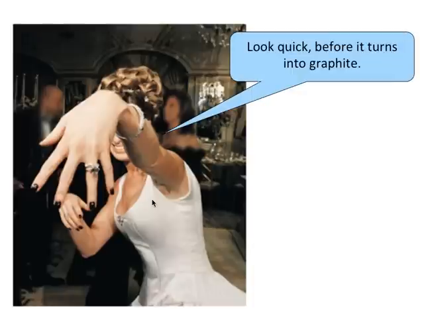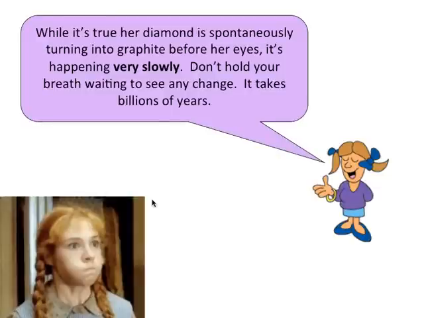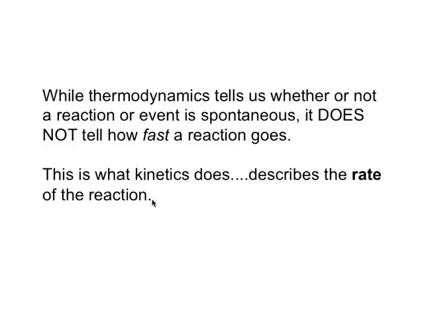So I guess when I wear my engagement ring with the diamond, I should take a quick look before it turns into graphite. Although I have had my engagement ring for a fair number of years and I don't notice any graphite. So while it's true that her diamond, or my diamond, is spontaneously turning into graphite, it's happening very slowly. It takes billions of years for the diamond to go into graphite.